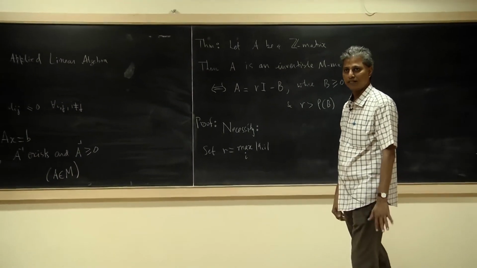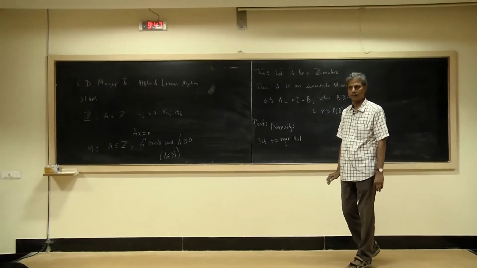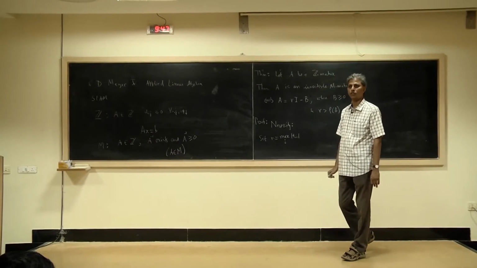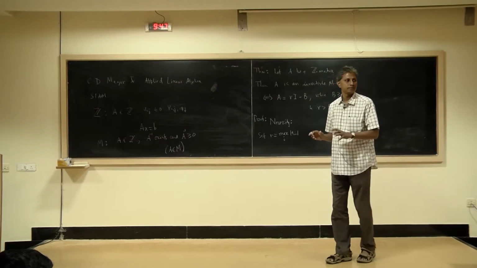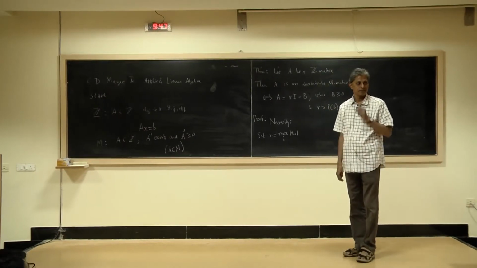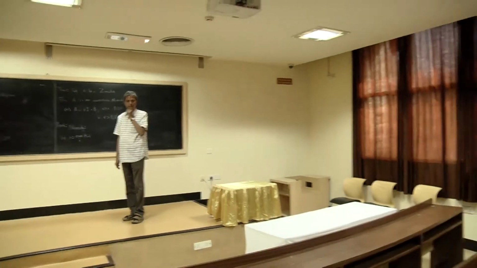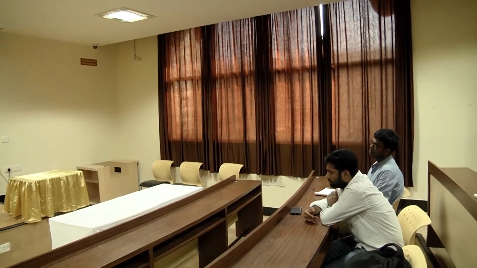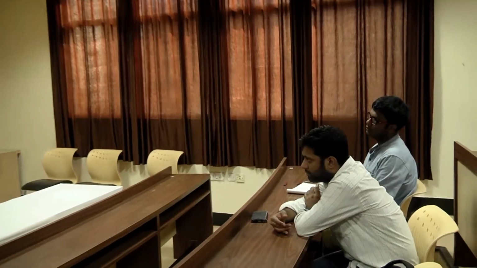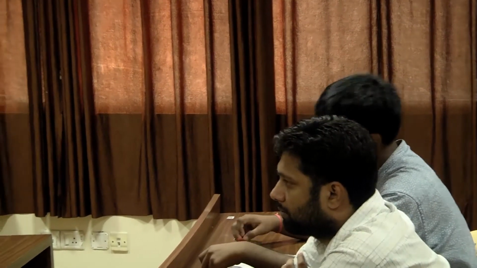I am claiming that the diagonal entries of A must all be positive. A is an invertible M matrix, so its diagonal entries must all be positive. One diagonal entry being 0 does not by itself imply singularity. See, the answer comes from the form A times A inverse is the identity.